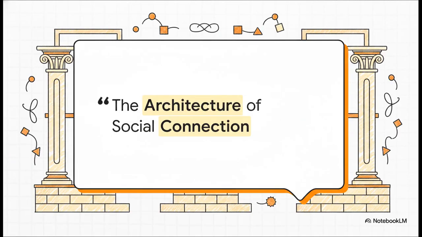The source material we're unpacking today is titled exactly that, The Architecture of Social Connection. I absolutely love that phrasing because, well, architecture implies structure. It means a strong, lasting connection isn't just magic, and it's definitely not just luck. It's something you build intentionally, from the ground up, using a really solid foundation of specific, practiced human interactions.